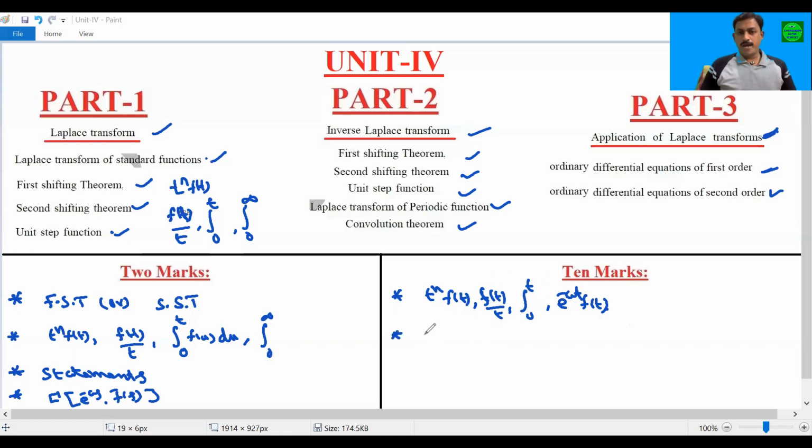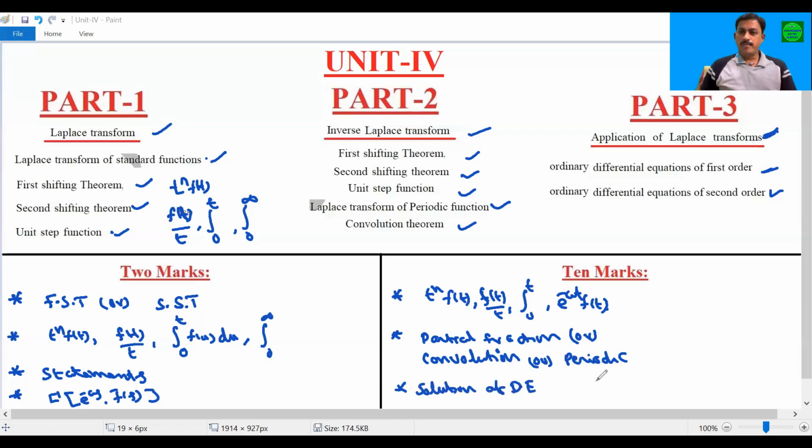In part 2, they may ask a partial fraction problem, or definitely convolution. In some cases, problems based on periodic functions also. Part 3 will definitely have a solution of a differential equation. Either it may be first order or second order, or higher order. If you are thorough with all these three, you will definitely be able to get the 10 marks in this.